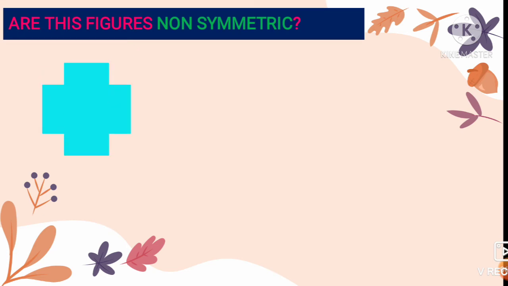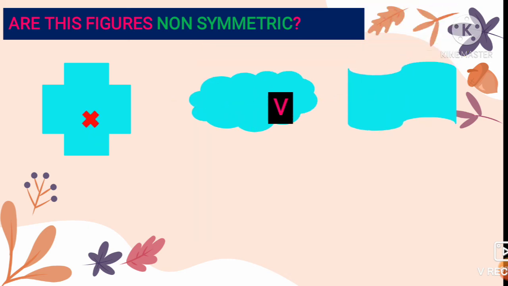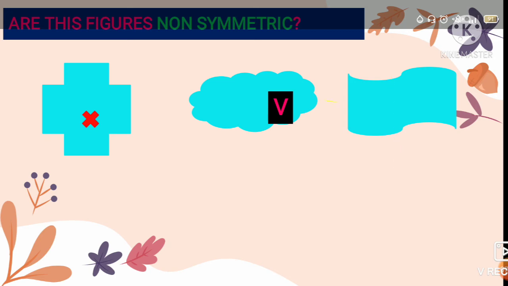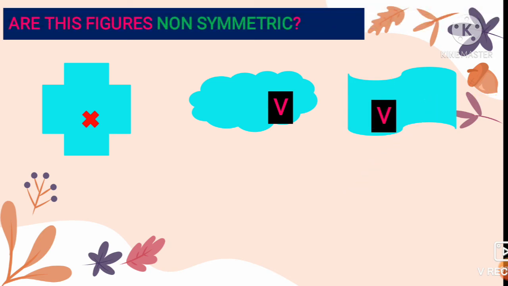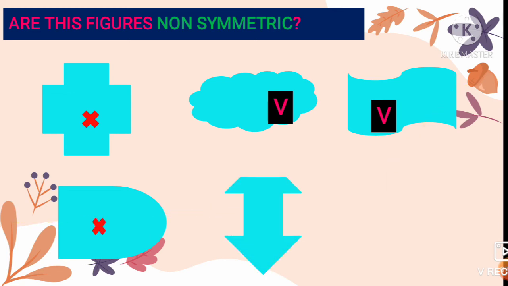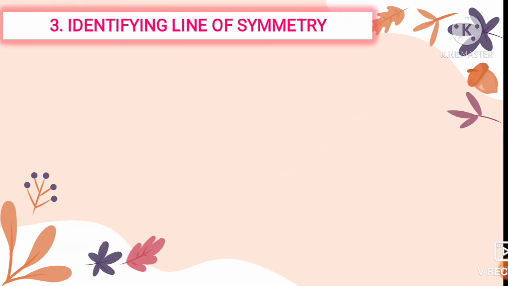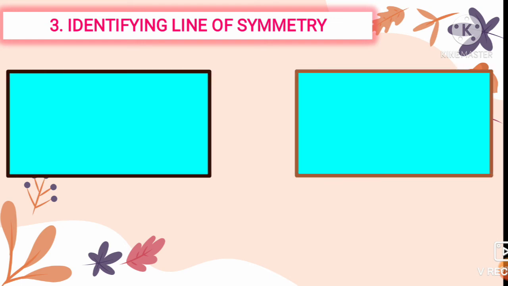Are these figures non-symmetric? Definitely no. This is symmetric. What about this? Yes, it is non-symmetric. What about this? Definitely this is not symmetric. What about this? We can still have one line of symmetry. So this is symmetric. This one as well, symmetrical figures. This one, symmetrical figures.